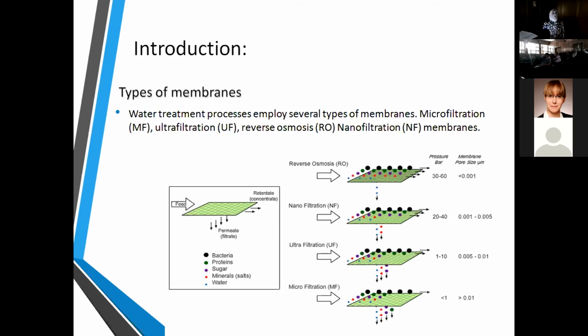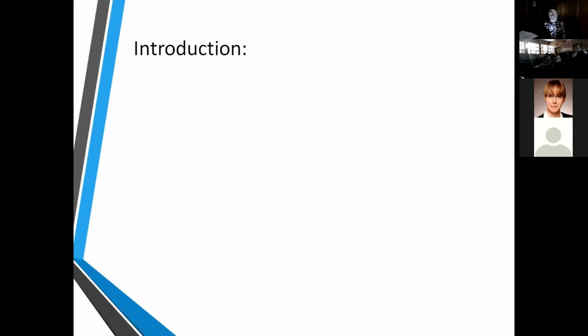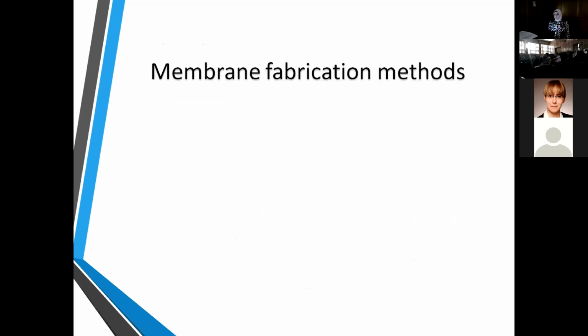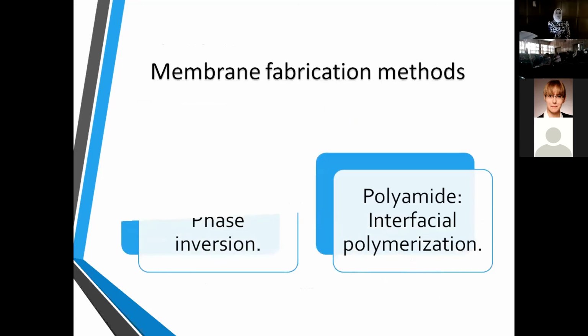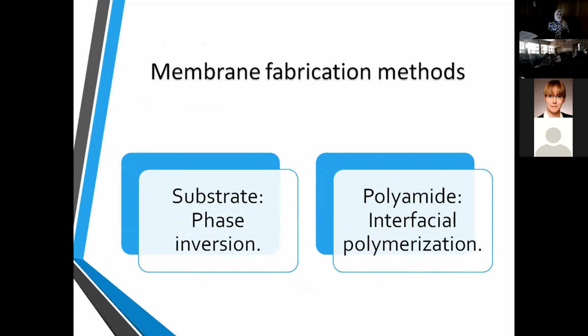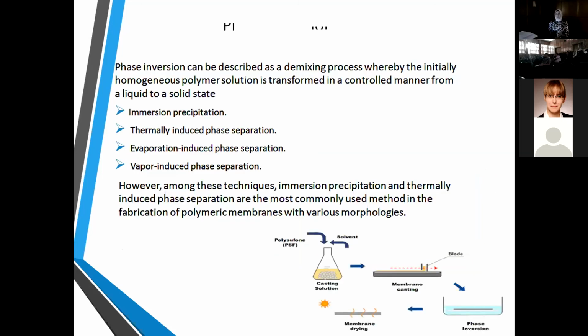These membranes can allow some particles to pass and prevent others. We have 2 steps for membrane fabrication. For manufacture of substrates, we use the phase inversion technique. For the polyamide layer, we use interfacial polymerization. So what is the meaning of phase inversion?